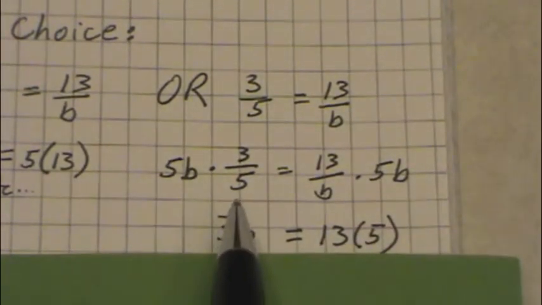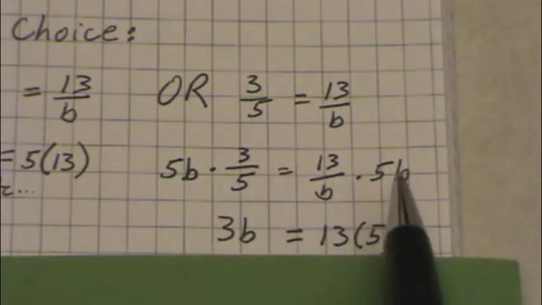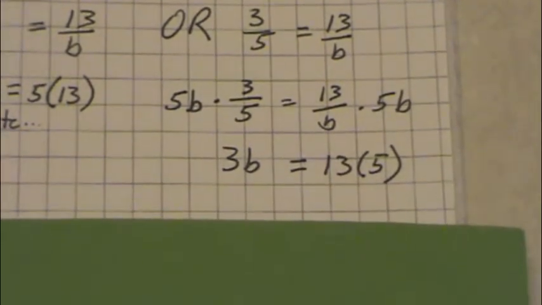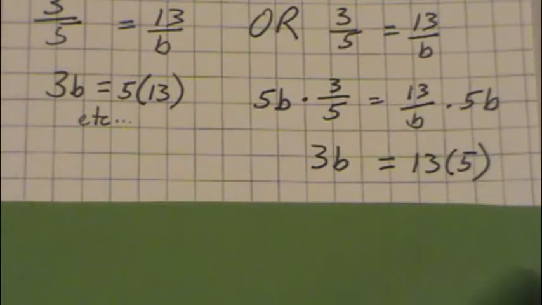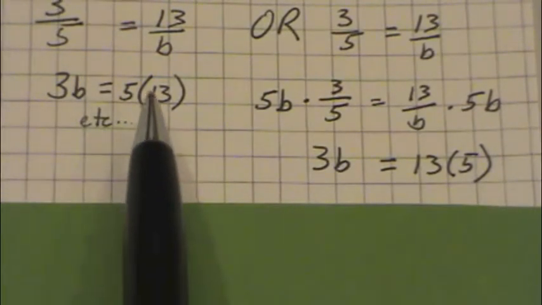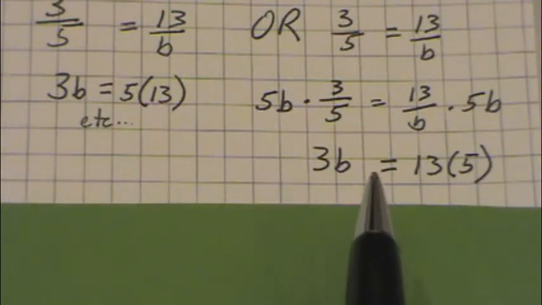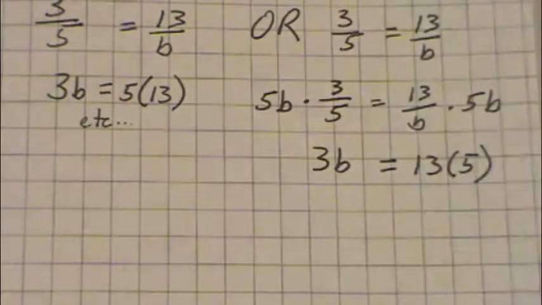The 5's will cancel out on this side, you're left with 3b. The b's will cancel out on this side, you're left with 13 times 5. And take a look, you've got the same thing. 3b equals 5 times 13 over here, 3b equals 13 times 5 over here. We know those are equal. It's just a question of which way works for you. I'm a big fan of cross multiplying.